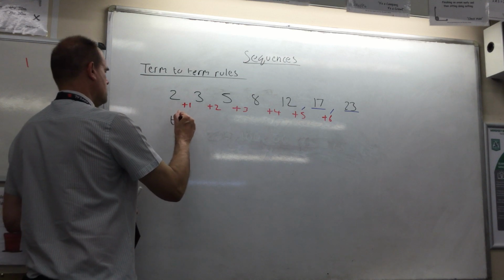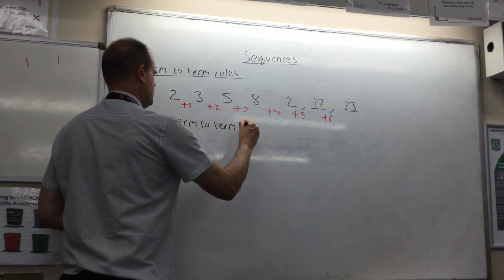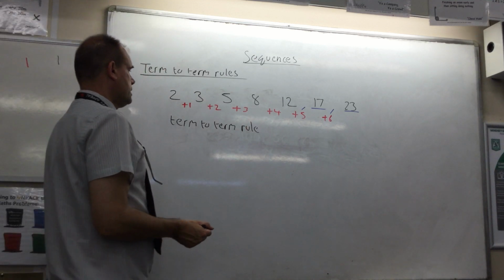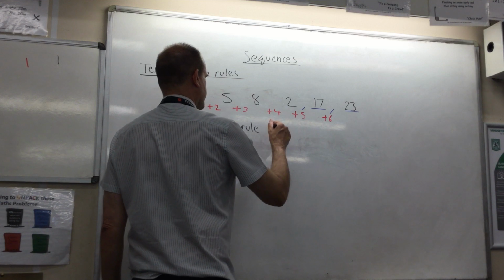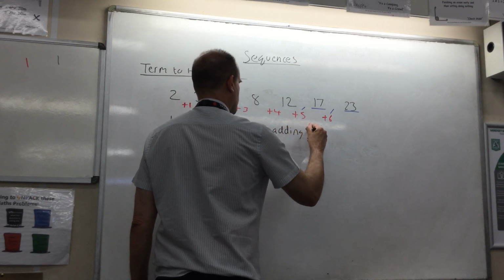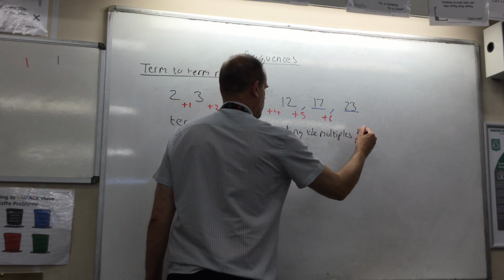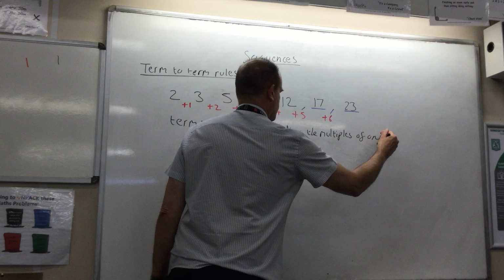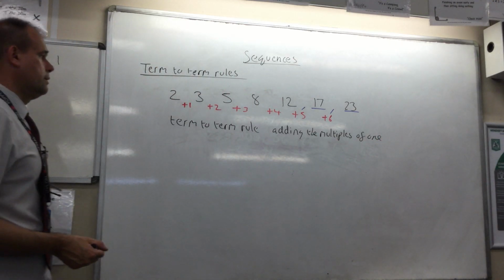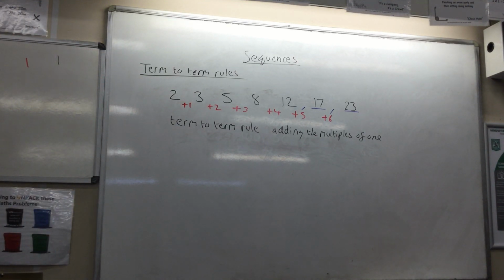Well, the term-to-term rule, if you were to ask that, would be, well, it's all the multiples you increase in, so you add in the multiples of 1. So you are adding the multiples of 1 each time, or increasing by the multiples of 1 each time. Okay, and you can see you get that from there.